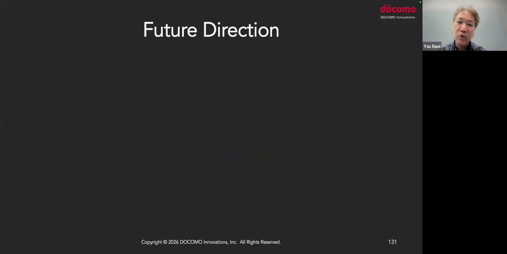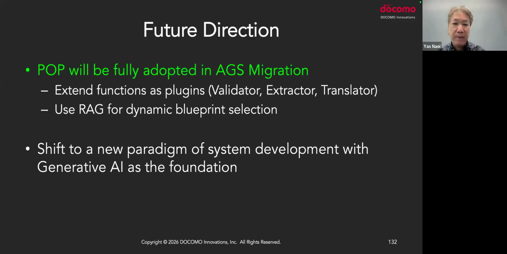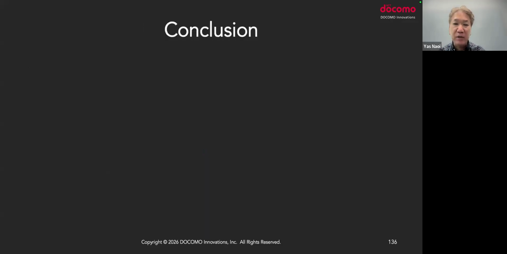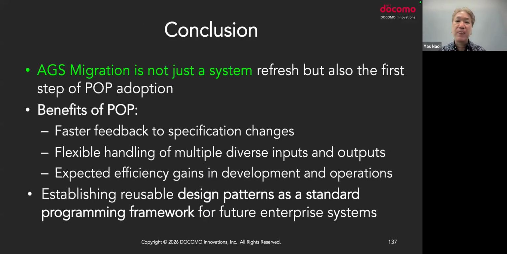Looking ahead, where are we heading next? Here is our future direction. POP will be fully adopted in the AGS migration. We will extend functions as plugins and adopt RAG for dynamic blueprint selection in the future. This is not just a technical choice, but also a shift to a new paradigm of software development with generative AI as the foundation. So, with this roadmap in mind, let me conclude with our vision.